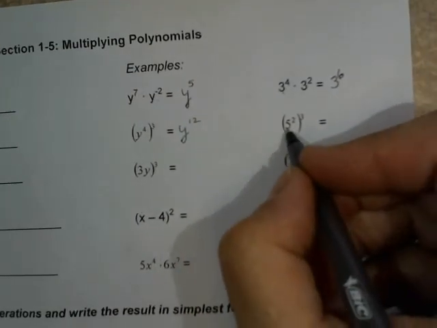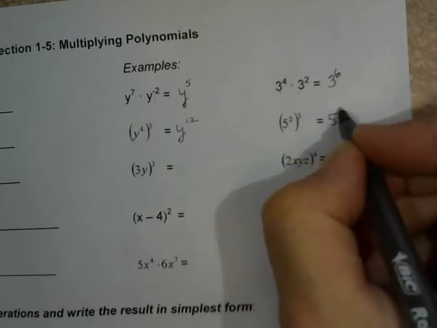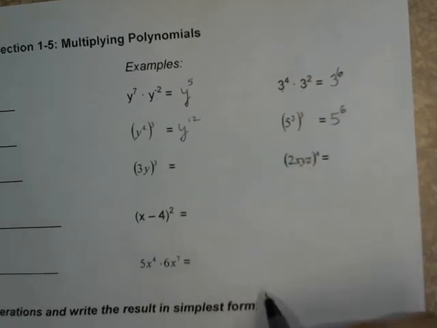And here the base is 5. Sometimes the bases are numbers. So you get 5 to the 2 times 3, which is 6.